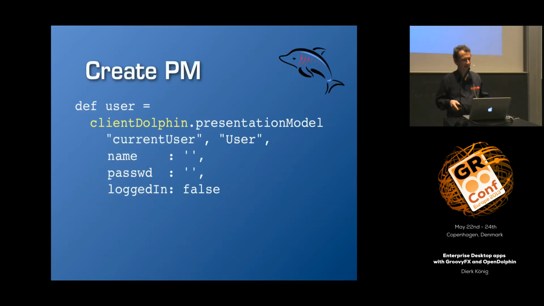Now, I adapted this code for the Groovy audience; I usually show the Java version of it, which is not so different. So, creating a presentation model: on the client view, we have the client Dolphin. It has a factory method, presentationModel. We give it the ID, and we may want to give it a type, but that's optional. And we say that we have these client attributes: name, password, loggedIn.